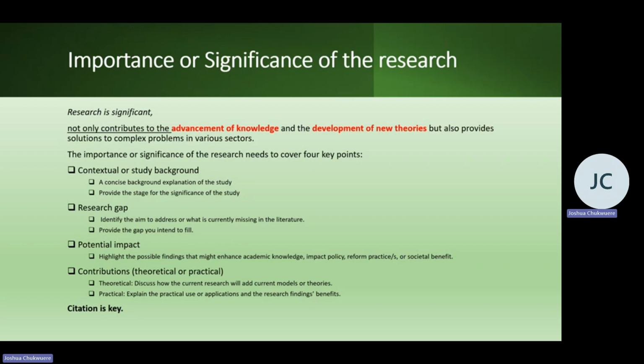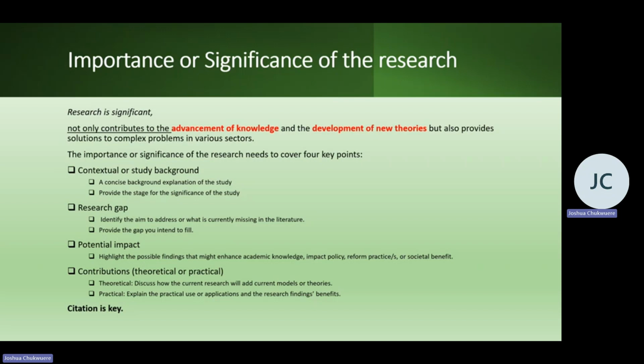Also cover the potential impact of the study, highlighting the possible findings that might enhance academic knowledge, impact policy, reform practice, and societal benefit. That should be captured under the section of the significance of the study. Now, last but not least, by the time you are able to provide these 3 aspects, you have to write all these 3 aspects of the significance.